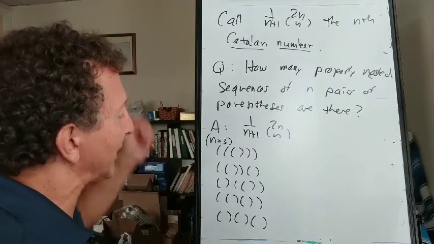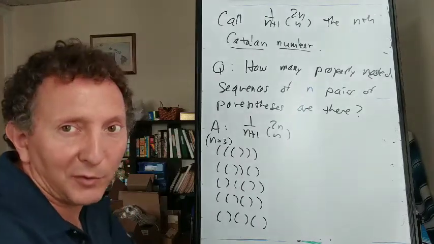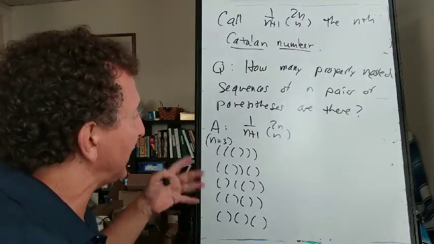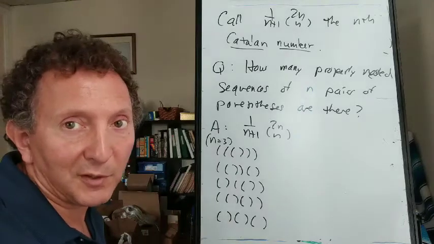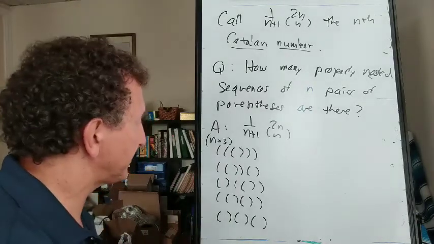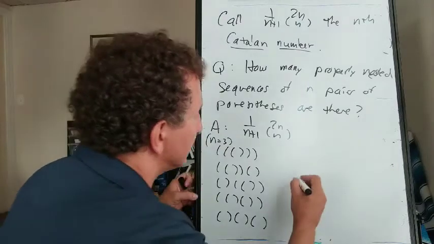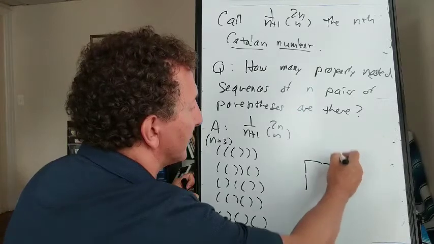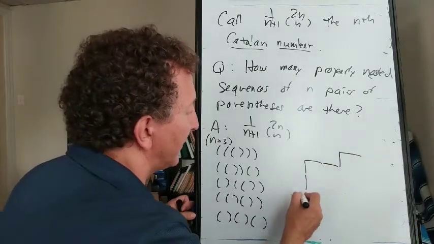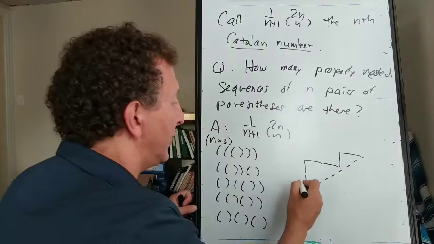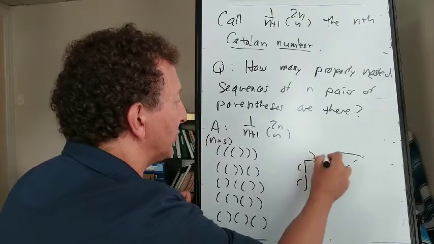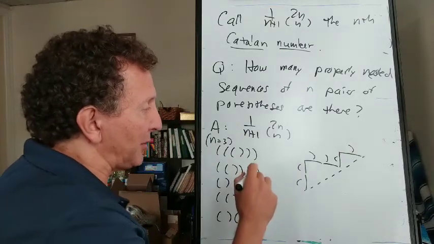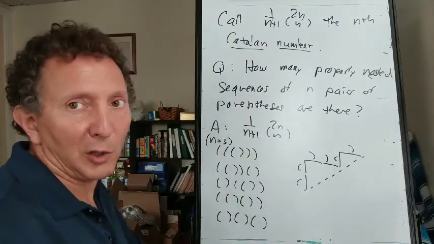And these are in bijection with lattice paths, sort of for the same reason that the ones and negative ones are in bijection with lattice paths. Because properly nested sequences means that you don't close more parentheses than you've opened so far. So to do this with the lattice path, we could say open, open, close, close, open, close. So every up step is an open, and every step to the right is a close.